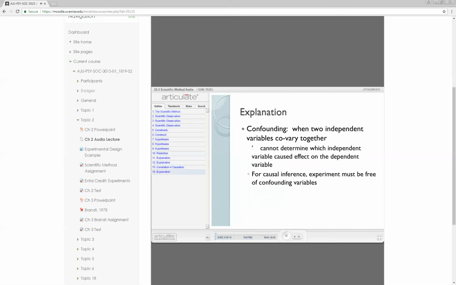Another main issue in experimental research is looking out for confounding variables. A confounding variable is when two independent variables change or covary together. What this means is if you have two independent variables changing together, we can never be sure which of those two is causing the effect on the dependent variable. So to establish causal inference, we have to get rid of these confounding variables.